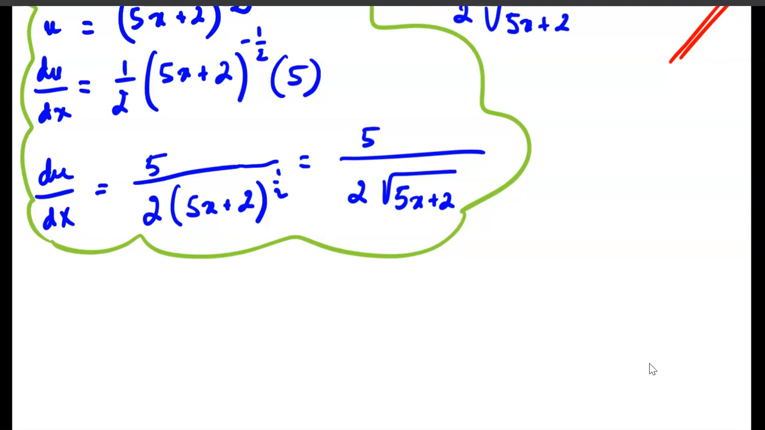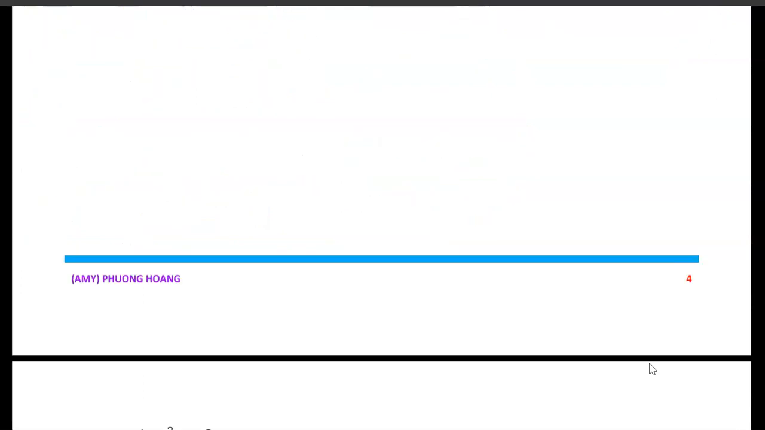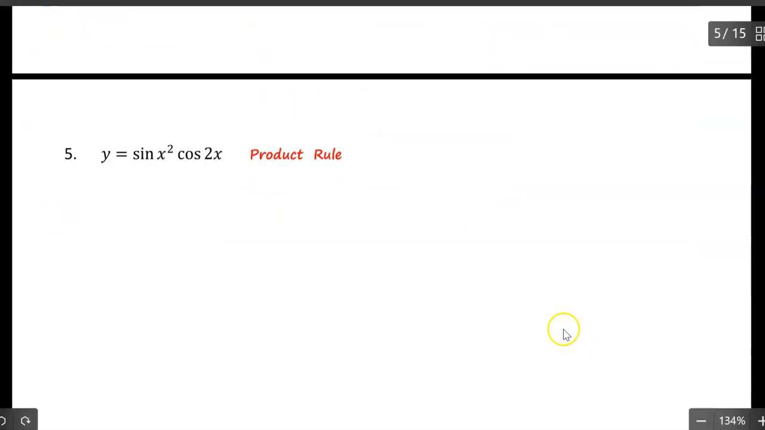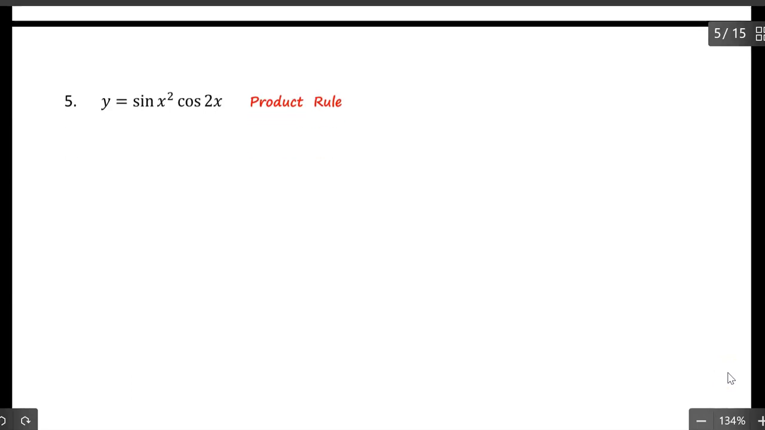So the next question, I need to apply the product rule. Because I have sine of a function x squared, and I have cos of 2x, and these are multiplied with each other, so I have to apply the product rule. So how do we apply the product rule? The product rule says this: u times dv over dx plus v times du over dx.